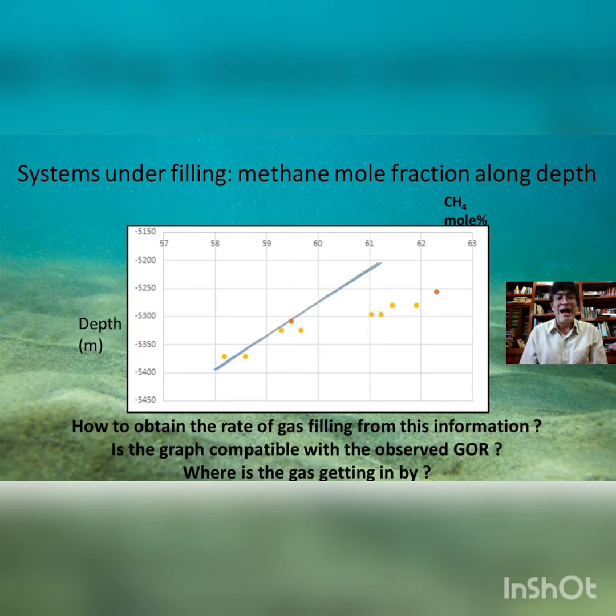And what's going on? Well, there is some gas getting in the reservoir, methane-rich gas getting in the reservoir. And how can we obtain the rate of gas filling from this information? Is the graph compatible with the observed GOR? It must be, because GOR should increase with methane molar fraction increase too. And finally, where's the gas getting in by? Under an aerial perspective, you have only the depth information. But where exactly is the point in the whole reservoir in which gas is getting in by? This is also very important.